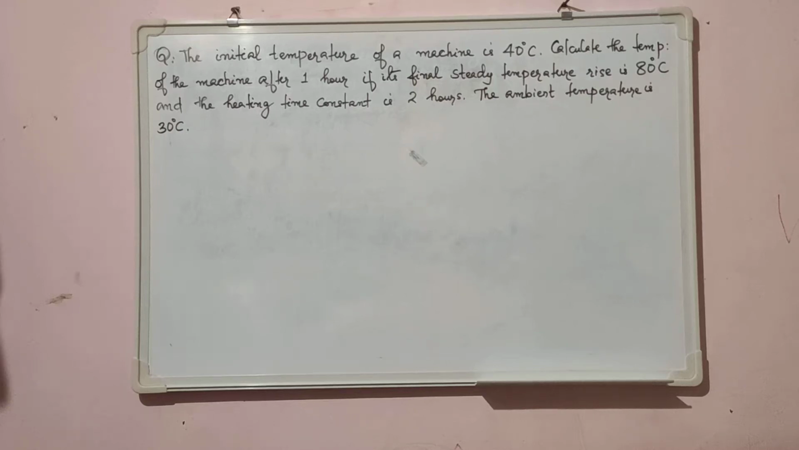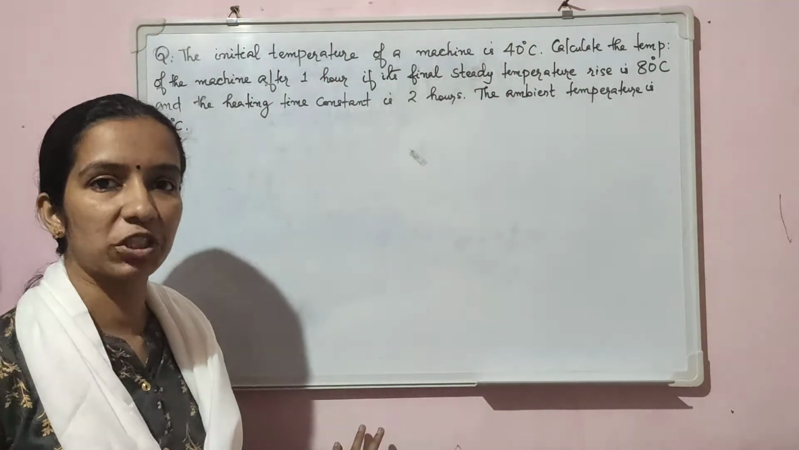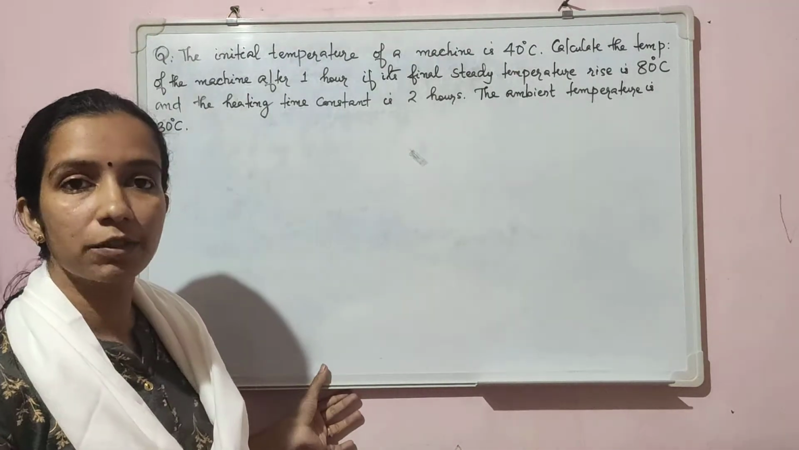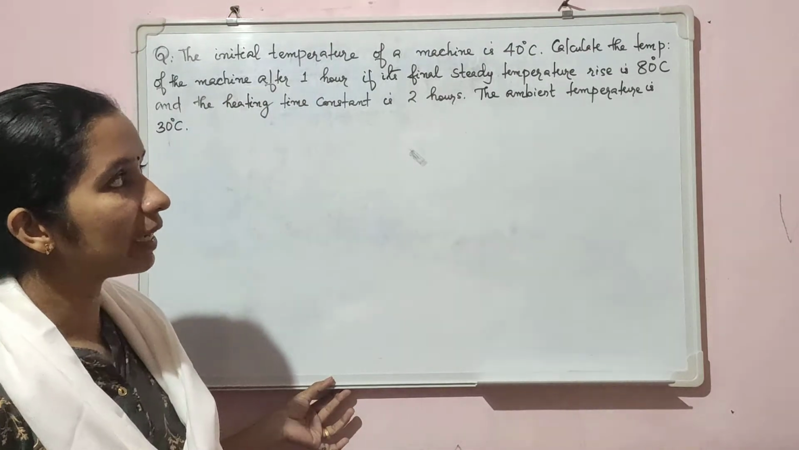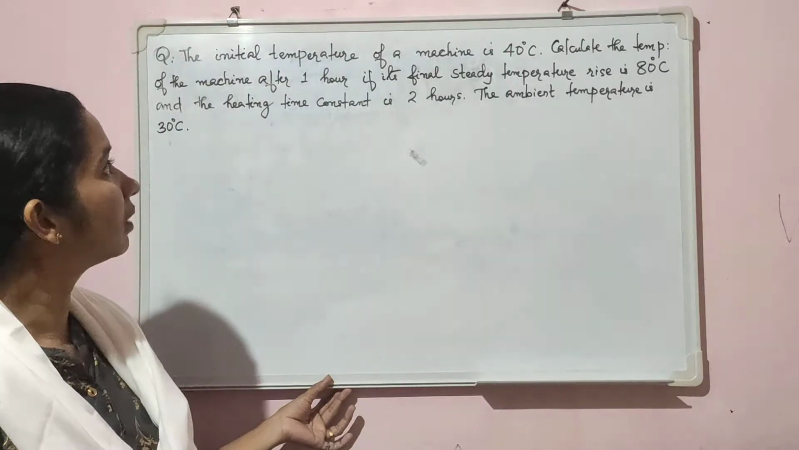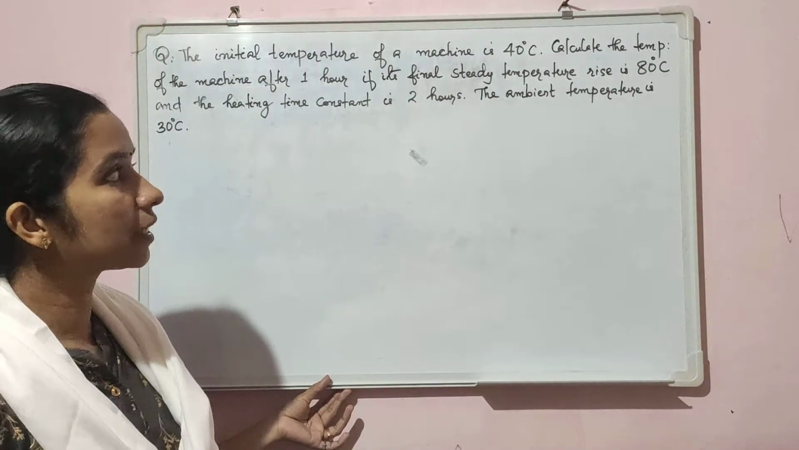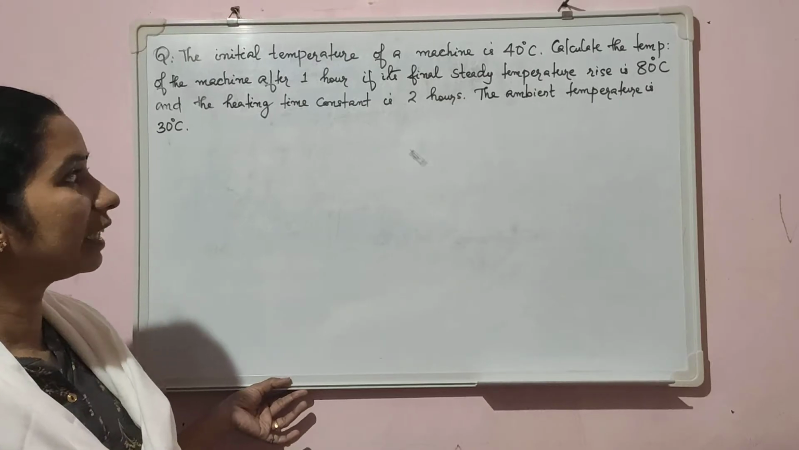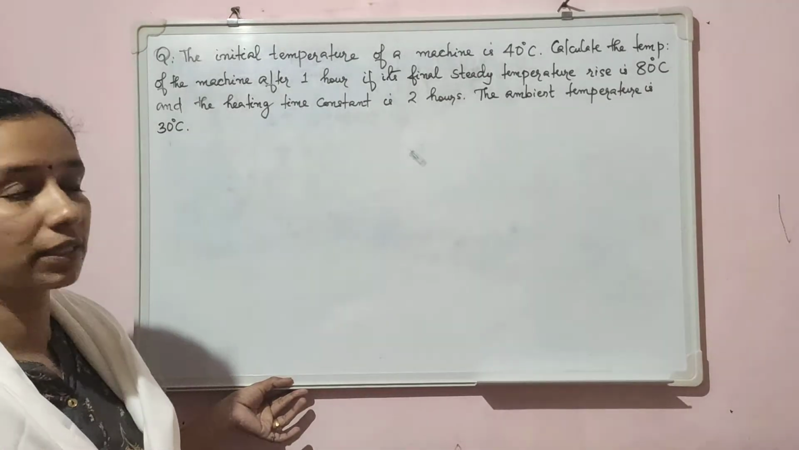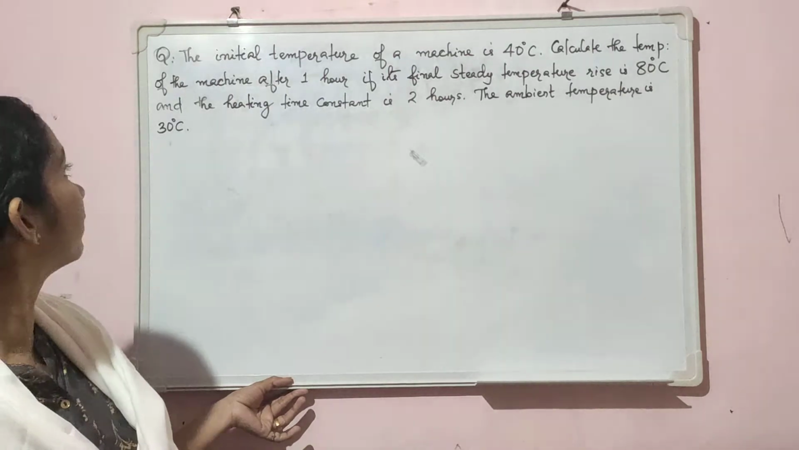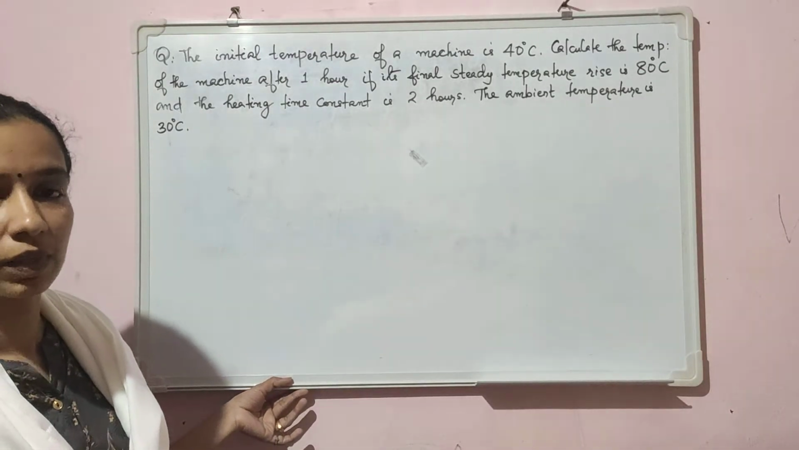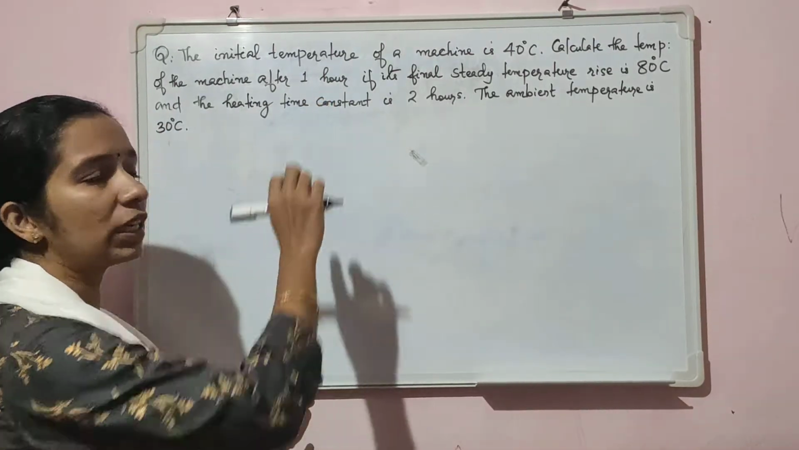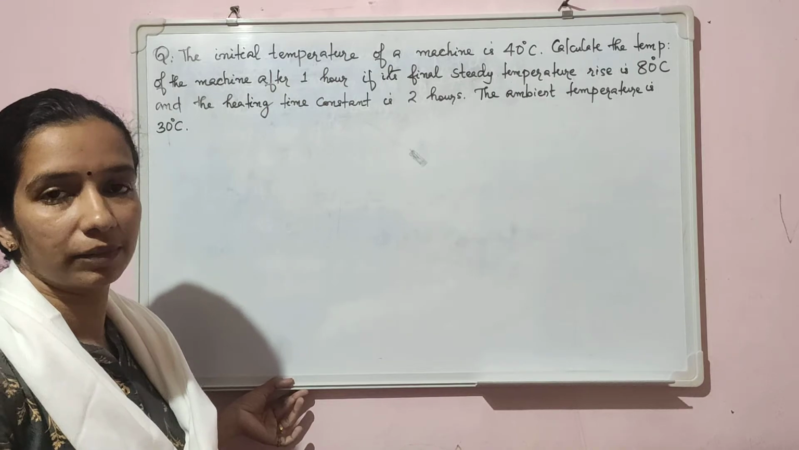Let us do one more problem based on heating of electrical machines. The question is, the initial temperature of a machine is 40 degrees Celsius. Calculate the temperature of the machine after 1 hour if its final steady temperature rise is 80 degrees Celsius and the heating time constant is 2 hours. The ambient temperature is given as 30 degrees Celsius. So we have to calculate the temperature of a machine after 1 hour from its starting.